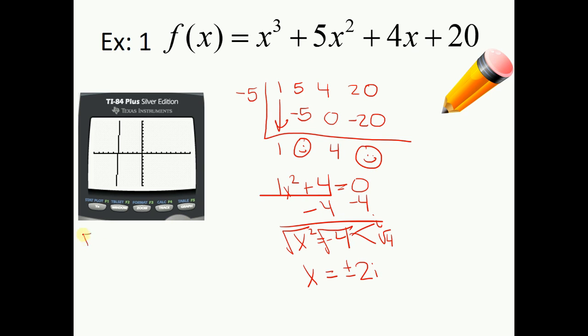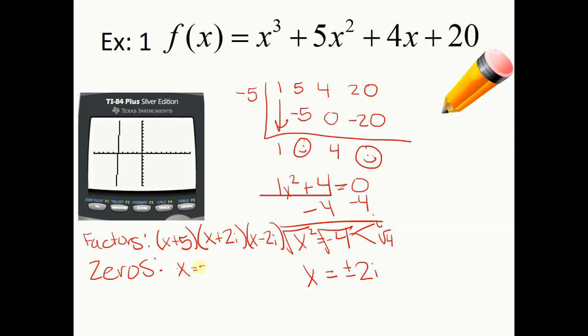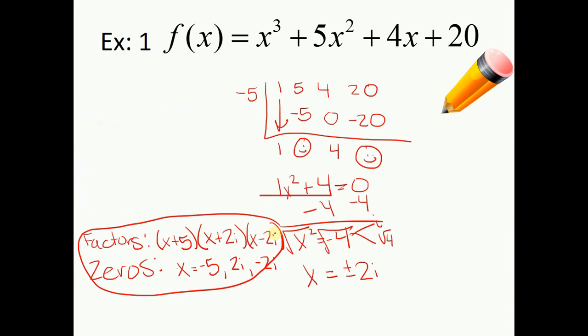So on my list here, I'm going to write my factors, kind of like what we did for our x factor activity. One factor would be x plus 5, because that would be what would make that x minus 5 as 0. And then my other factors, I have x plus 2i. That'd be the -2i, and then x minus 2i would be my positive version. And then the zeros are x equals -5, 2i, and -2i. Those would be my factors and my zeros. Not a whole lot new today, just kind of using the same information that we've used before.